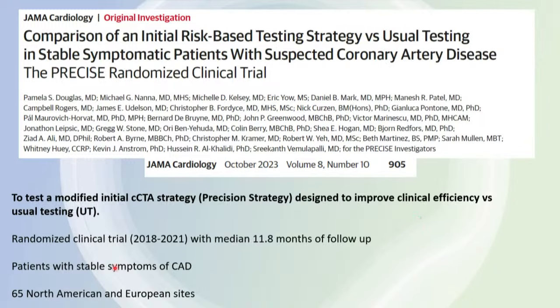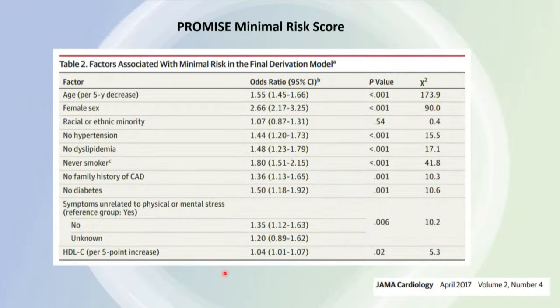It was a big randomized clinical trial with a median follow-up duration of almost a year at 65 North American and European sites. These are all patients with stable symptoms of chest pain. So they were stratified into the two arms based on the PROMISE minimal risk score.